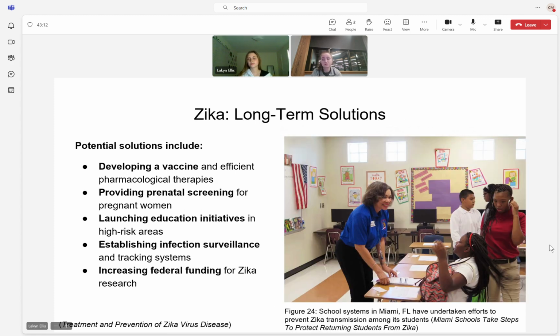So some of the long-term solutions for eradicating Zika include developing a vaccine, which is currently in clinical trials, as well as increasing federal funding for research and education initiatives, and providing free or reduced prenatal screening for at risk individuals. So, here is a worker in the Miami Public School District educating students on how to prevent the transmission of the virus.